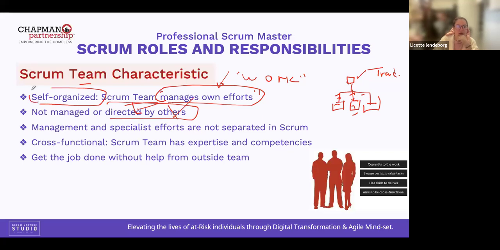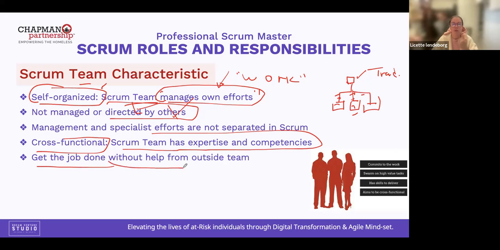So we are self-organized, and also because we make a decision about what to do, and we are cross-functional. What does that look like? Cross-functional meaning that the Scrum team, we as a team, we have the expertise and skills and abilities to get the job done without help from outside team. So we have all the work it is going to take to create a product, a service, a solution, a result. So we can get the job done without help from outside team. That is cross-functional.